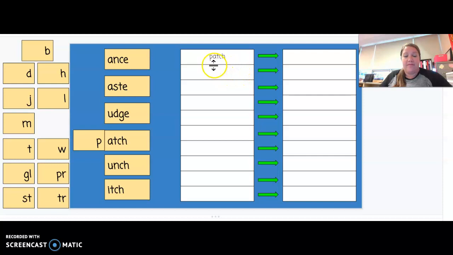Now that I have found the real word of patch, I will need to come up with another real word having the same vowel, consonant, consonant, consonant. I know that the word hatch has the same pattern, so I will follow this green arrow over and I will type hatch, H-A-T-C-H. It does not have to be a word that you create over here. You just have to come up with a matching pattern.